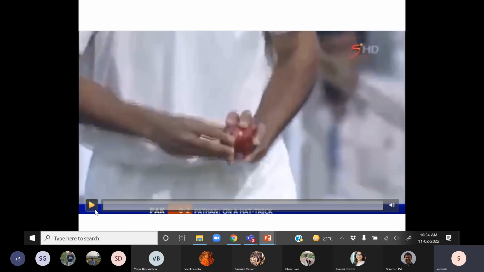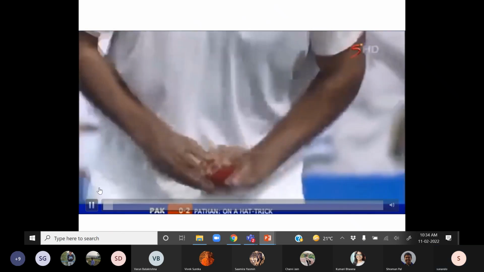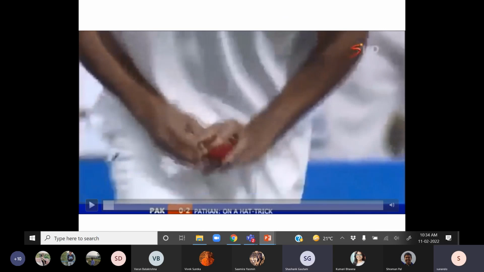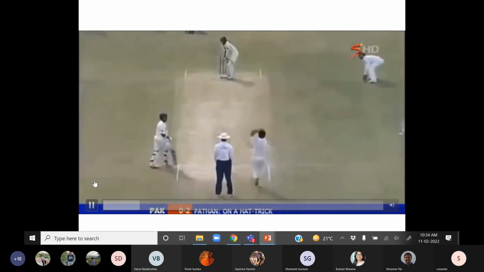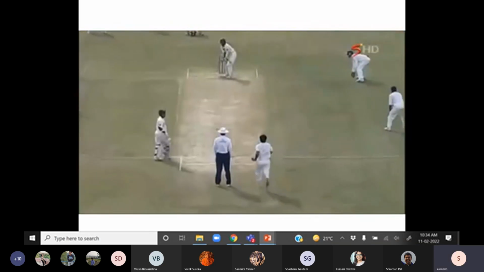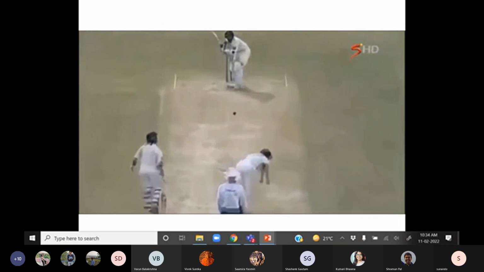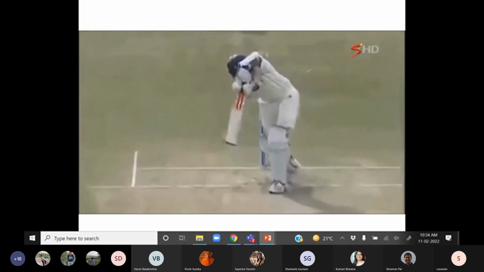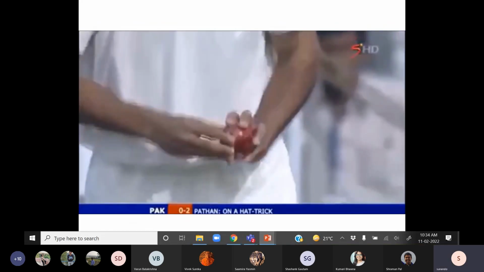Can you see this video? Yes, sir. I just played it for 1 second. Could you see it? Yes, sir. Okay, so let's see what happens to the ball when the bowler bowls and what kind of trajectory it takes. Look at the projection. So you could see how it changes its direction.